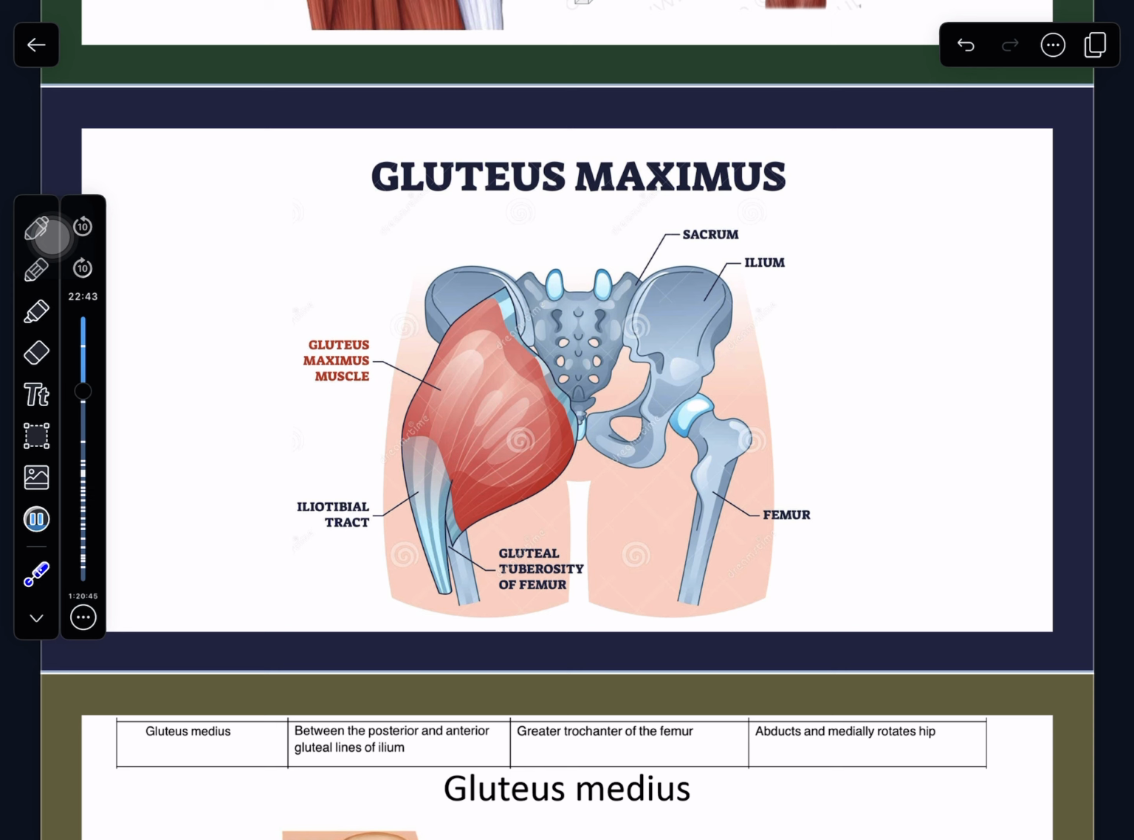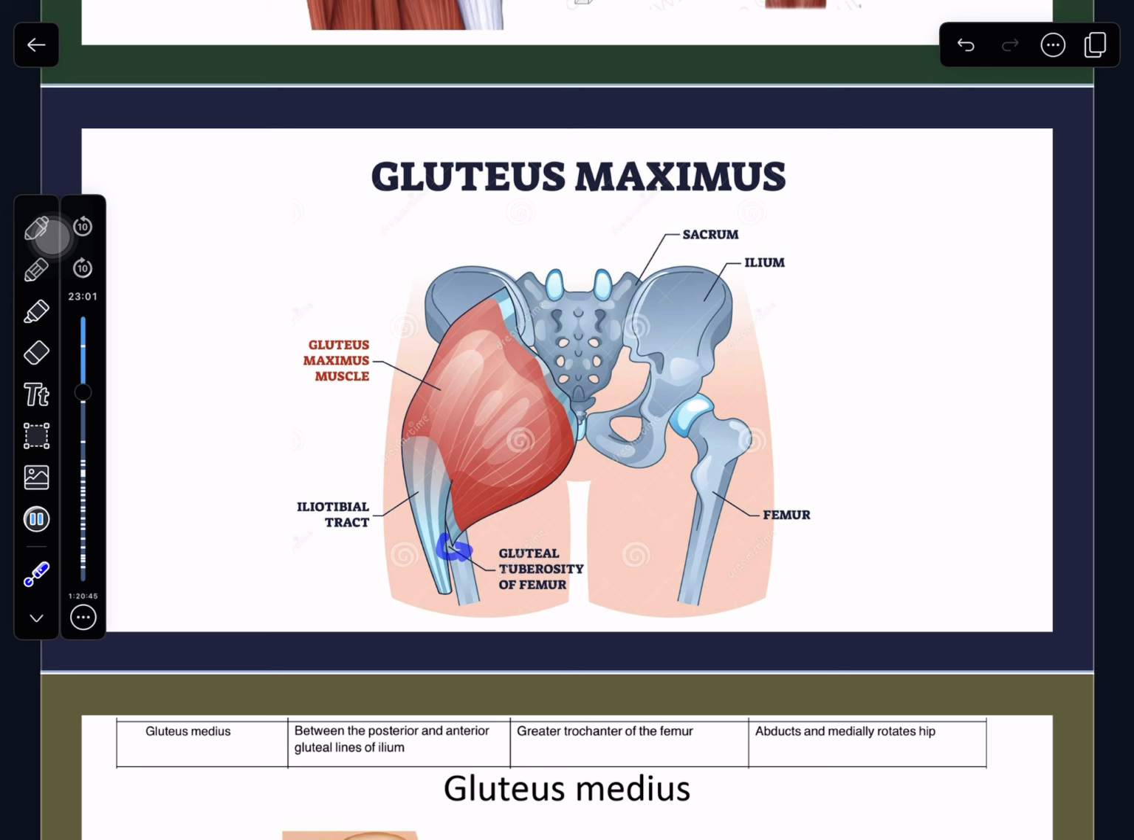right? And then we also have the gluteal tuberosity of the femur. You can see it over here. So if you picture these muscle fibers getting shorter, right, which is essentially contraction, we can see how the thigh would rotate laterally.